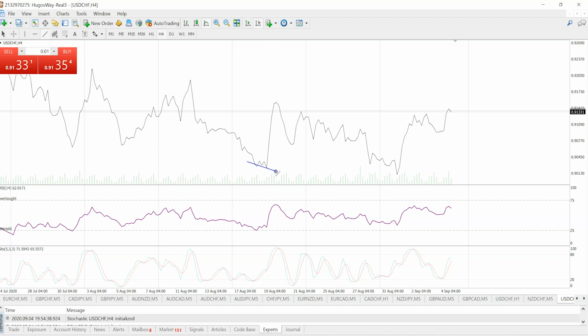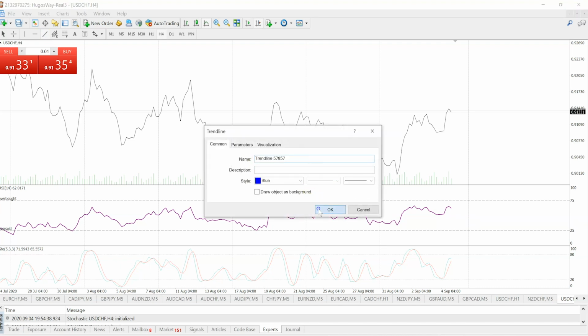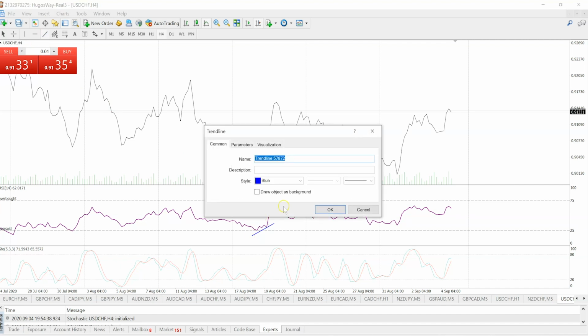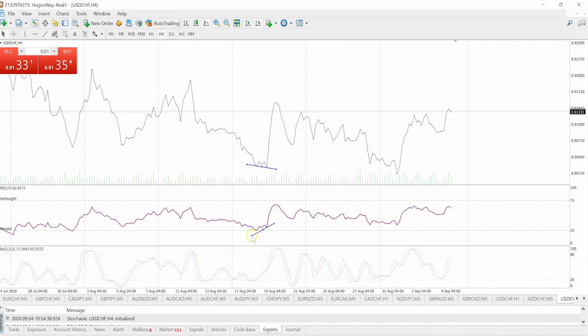So we got price forming a low and a lower low, right? You see that? So price formed a low and then a lower low. At the same time, on the RSI, our RSI from the 25 level is forming a low and then a higher low. You see? You got a low and then a lower low. RSI forms a low and then a higher low.